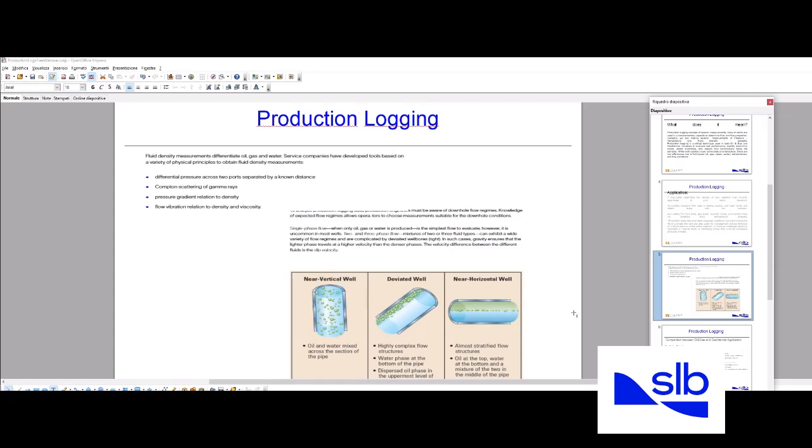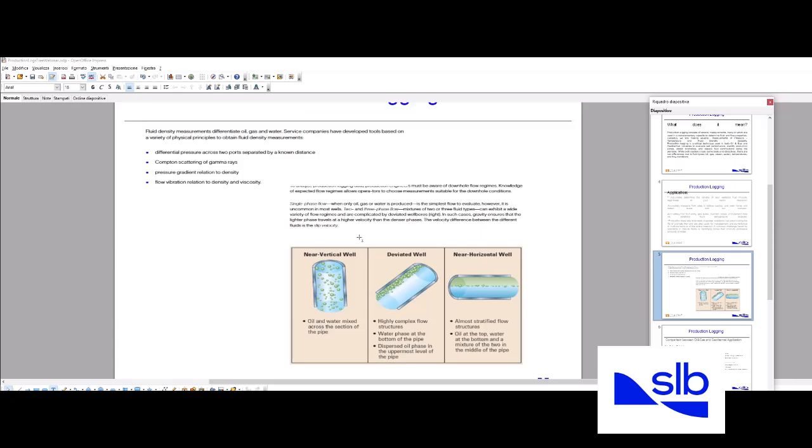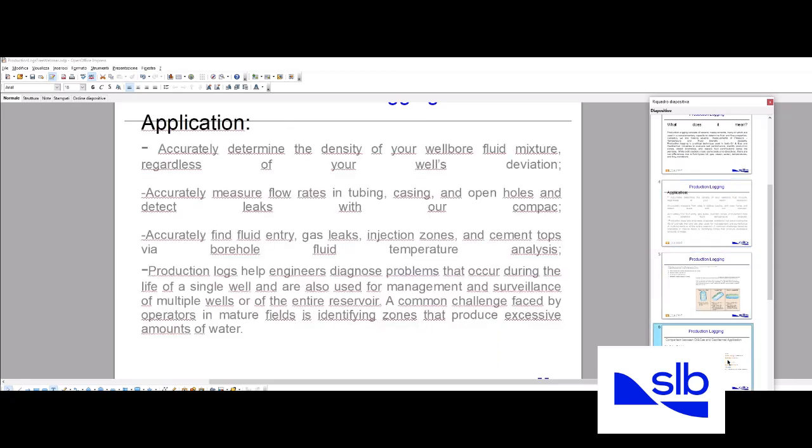So this is a typical challenge that can occur in some well bores. In a near horizontal well we can have a stratified flow structure, oil at the top, water at the bottom, and a mixture in the middle of the pipe. So these three cases describe the physical and hydrodynamic problems that can be encountered in the application and challenge of production logging.